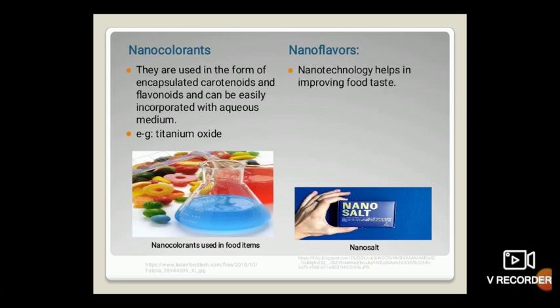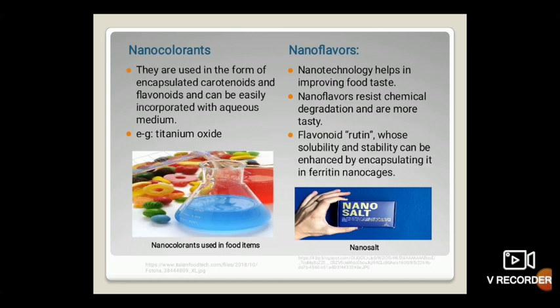Then nanoflavors. Nanotechnology helps in improving food taste. Nanoflavors resist chemical degradation and are more tasty. For example, nano salt has more flavor than the normal salt even when used in less quantity. Another example is of flavonoid rutin, whose solubility and stability can be enhanced by encapsulating it in ferritin nanocages.